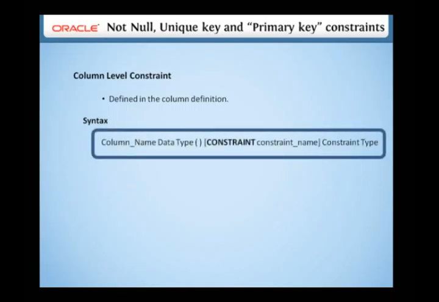First, we will see the creation of a column-level constraint. This type of constraint is defined in the column definition. Here is the syntax for creating a column-level constraint. In this way, we can give constraints in column definition.